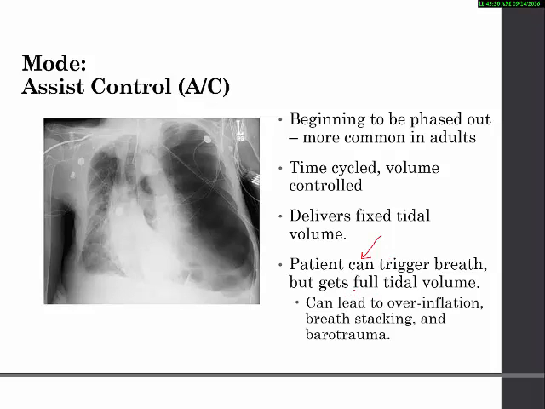The drawback to this is it's going to give them the full tidal volume it's set for. So if they just got a 500 cc breath from the machine as programmed and they try to take a little bit of a sip breath, they're going to get another full 500 from the machine, which can lead to breath stacking. Breath stacking basically means that you've got your lungs full.